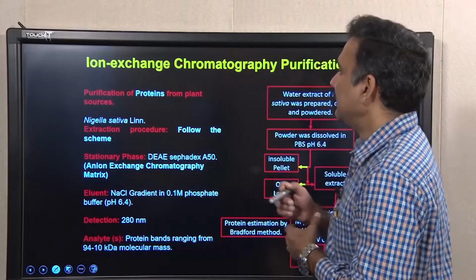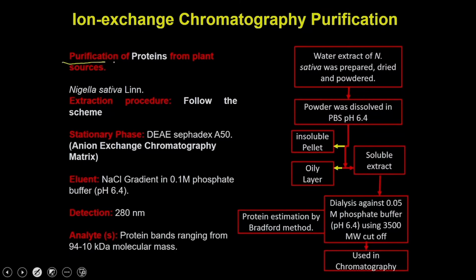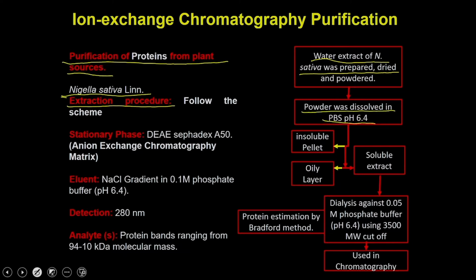The first example is where we are planning to purify proteins from plant sources, and for this example we have taken a plant which is called Nigella sativa. In the first step itself, you have to perform the extraction. In the extraction procedure, you have a systematic scheme where you first make a watery extract of the plant, and then you dry and keep the powder, and then you can take a suitable amount of powder and dissolve it in PBS at pH 6.4.